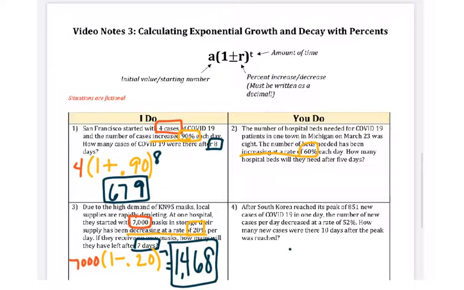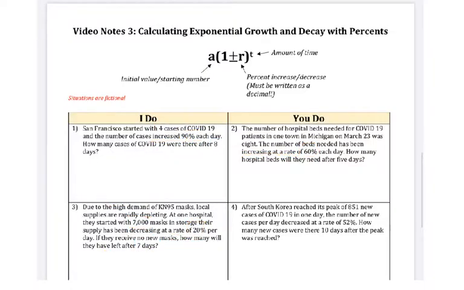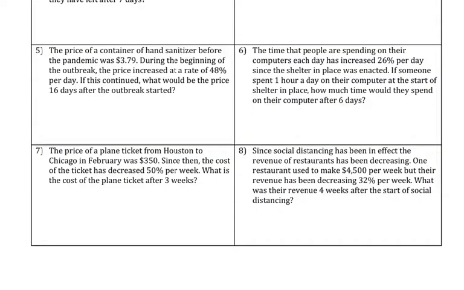So go ahead and try the same idea with number 4. We have a starting number of COVID-19 cases in South Korea. They've started decreasing, so their numbers are going down, decreasing 52%. How many cases are there after 10 days? Go ahead, try number 4. Okay, when you're ready, let's look at number 5.